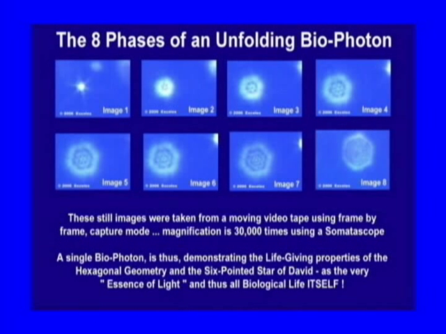A final look at the 8 phases of an unfolding biophoton. These images were recorded on videotape under a somatoscope magnification at 30,000 times. The somatoscope was provided courtesy of CRB Incorporated. The still images were taken from the moving videotape in frame-by-frame capture mode. A single biophoton is thus demonstrating the life-giving properties of the hexagonal geometry and the 6-pointed Star of David as the very essence of light, and thus all biological life itself.